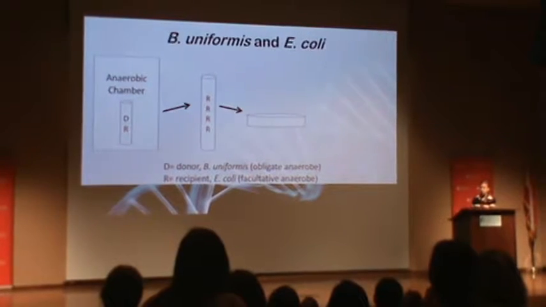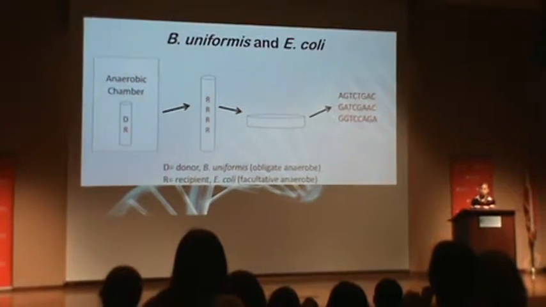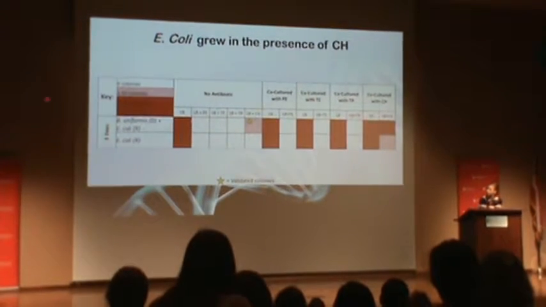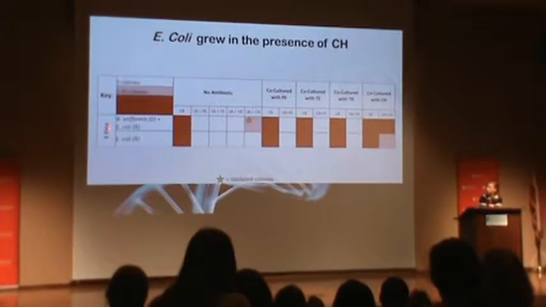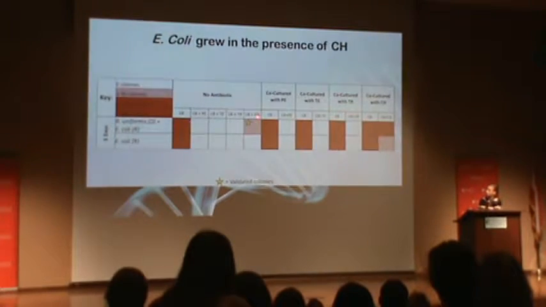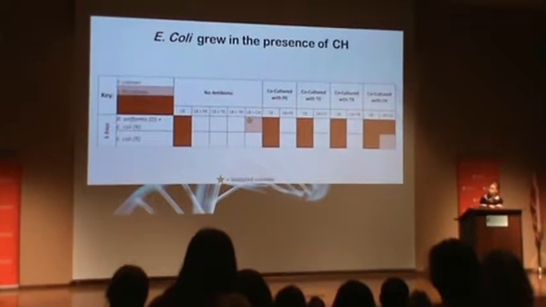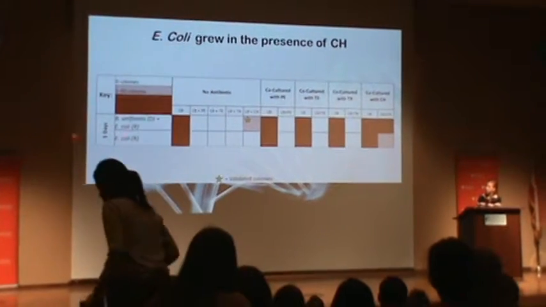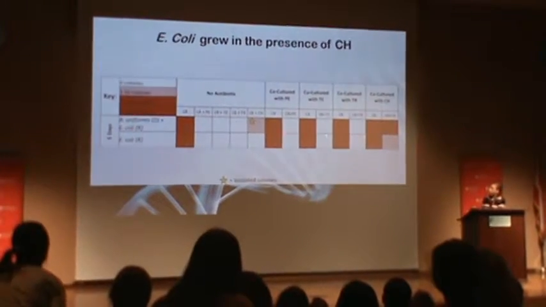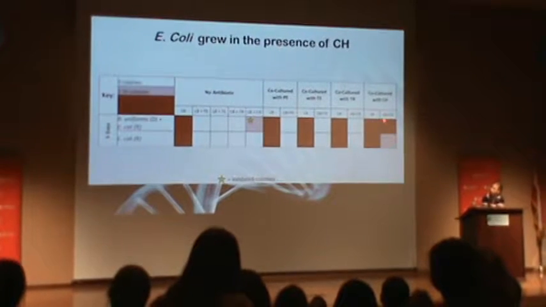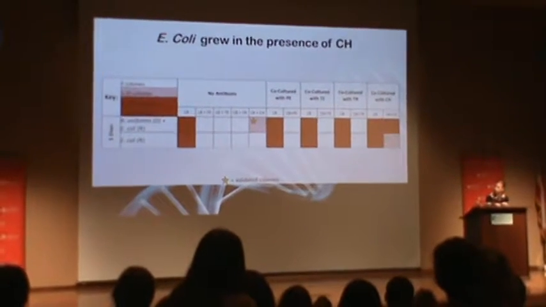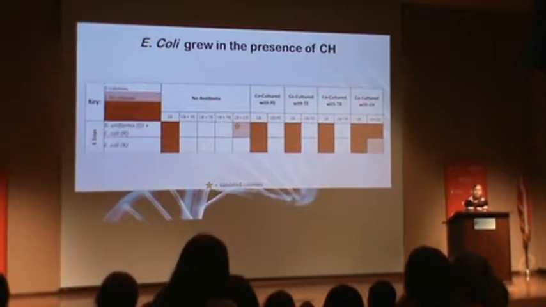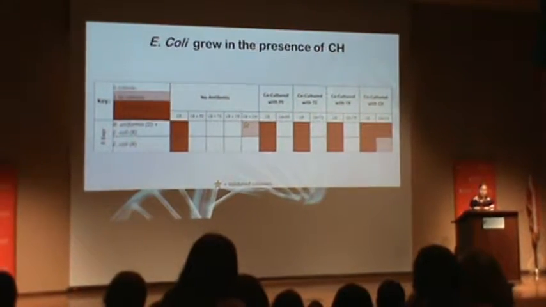So then we plated that out in hopes of sequencing the antibiotic resistance gene. And we found that after co-culturing for 5 days, B. uniformis and E. coli grew in the presence of chloramphenicol without any antibiotic in the co-culture. So this highly suggests horizontal gene transfer. And then we also found that E. coli grew in the presence of chloramphenicol when it was co-cultured with chloramphenicol. So these multiple colonies indicate that adaptation occurred to the antibiotic chloramphenicol.